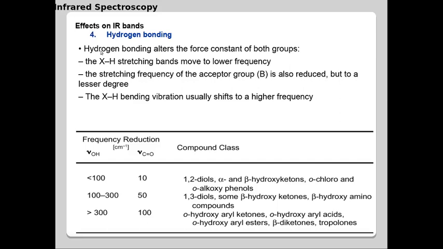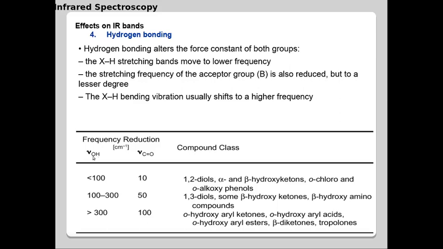For example, if you consider a typical functional group X-H, where X could be any atom such as oxygen, sulfur, etc., this X-H stretching frequency could move to a lower value due to hydrogen bonding. For the acceptor group, if you call that B, such as the carbonyl oxygen that forms a hydrogen bond with the OH hydrogen, the stretching frequency of the acceptor group will also be reduced, but to a lesser degree compared to the stretching frequency of the X-H bond. Okay, but usually it has been observed that the X-H bending vibrational frequency shifts towards a higher frequency due to hydrogen bonding.